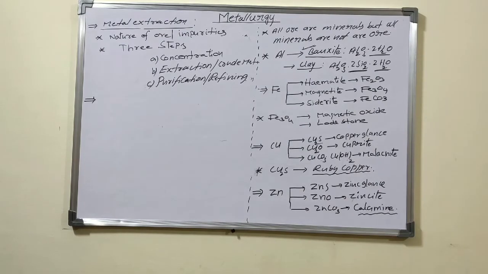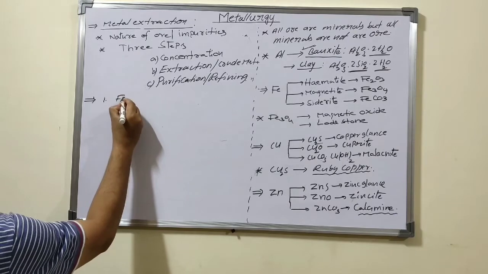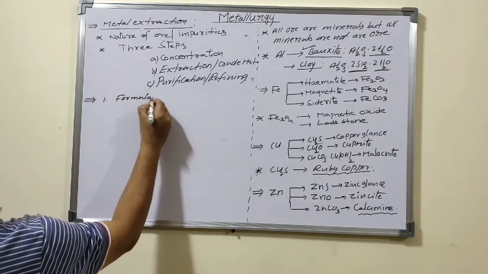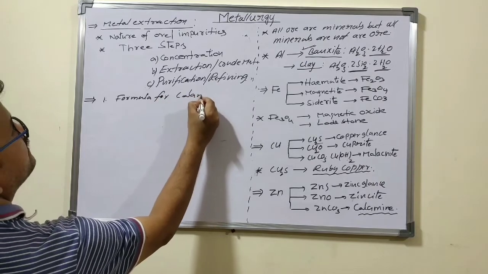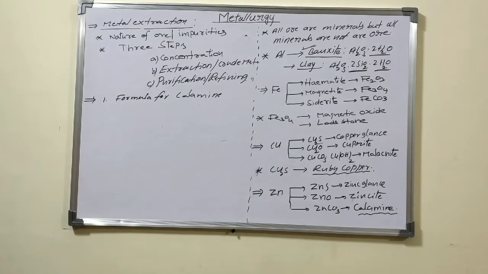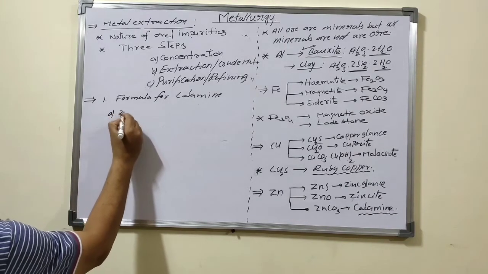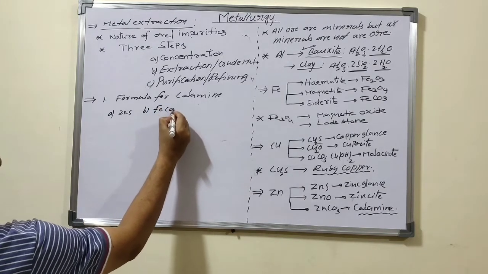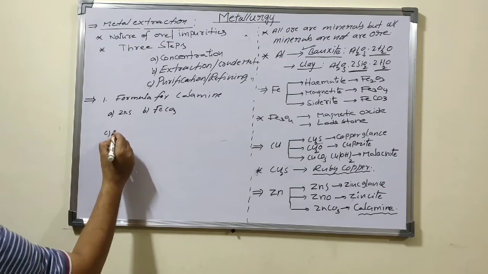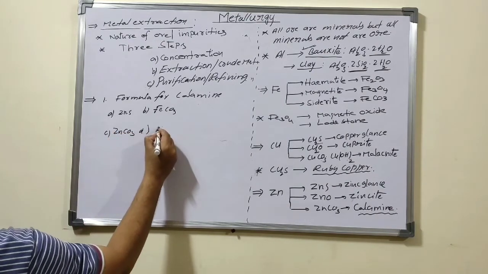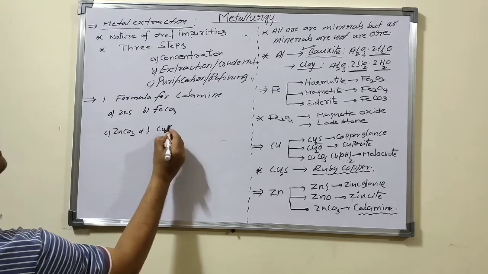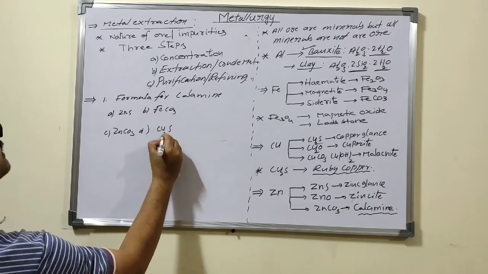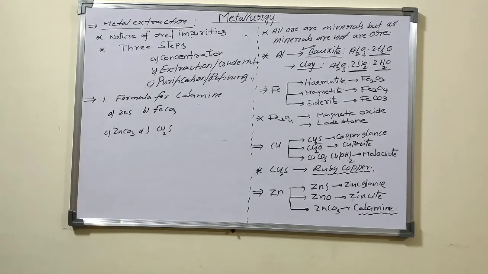Before going to the next topic, we have to discuss a few important questions for competitive exams, and what type of questions they ask from the basics. For example, a question given previously: the formula for calamine. Option A, ZnS. Option B, FeCO3. Option C, ZnCO3. Option D, Cu2S.